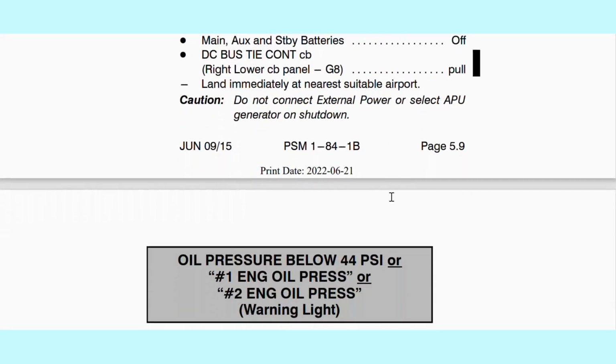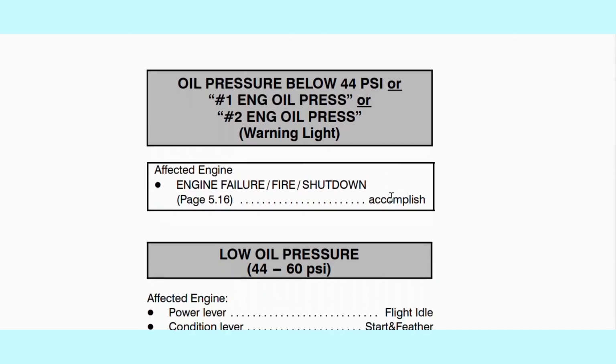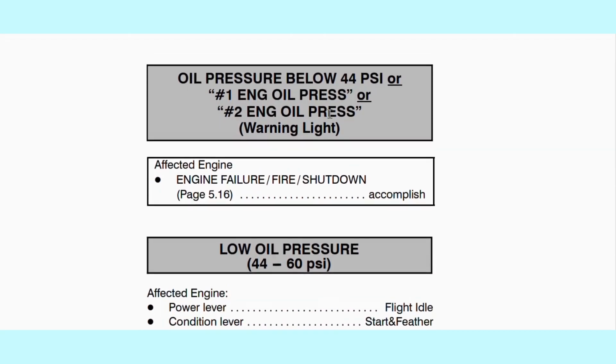Okay, here's another easy one. These are just memory items. The moment you have an oil pressure warning light, or you see the oil pressure gauge is showing below 44 psi, that is not a very good thing at all, and it just tells you to execute the engine failure fire shutdown checklist, which we will be coming to as we progress through this part of the QRH. Okay, so memory item. So you have to call for the engine failure fire shutdown checklist.